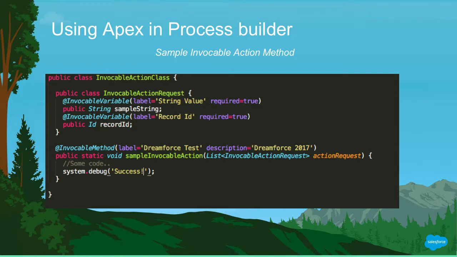And then, of course, it's very important to work within the governor limits. Process Builder can fire and process hundreds or thousands of records at a time. So it's very important to bulkify your code and work within the Salesforce governor limits.